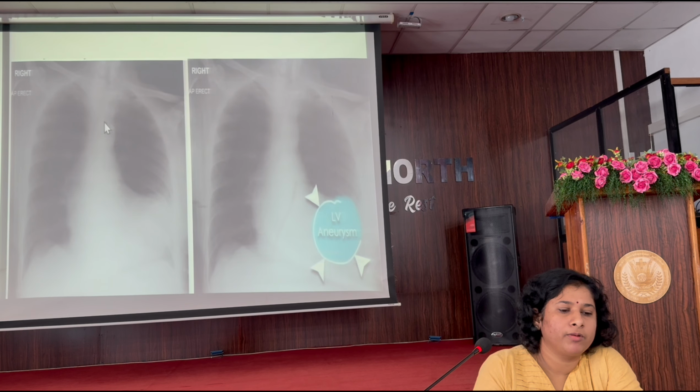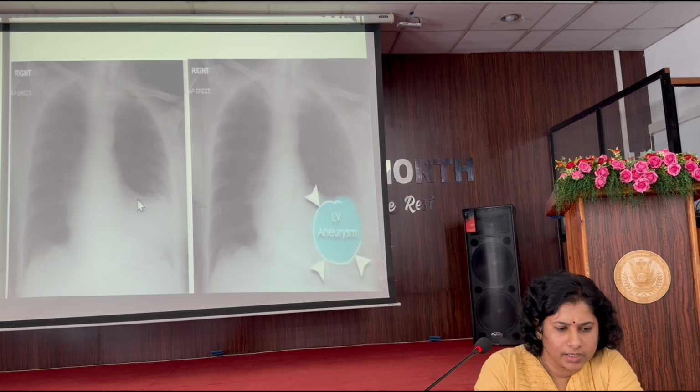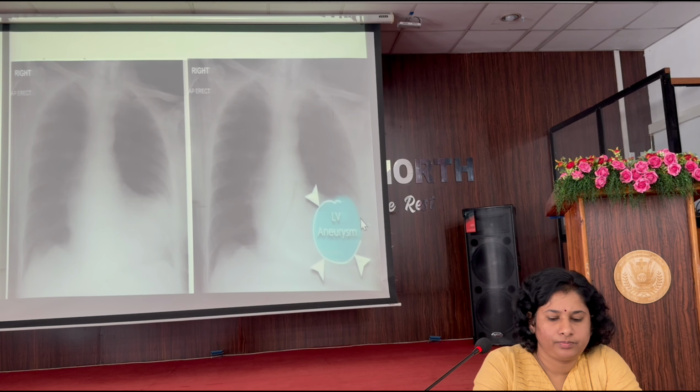And this patient from CCU, after a recent myocardial infarction, developed SOB. So this is not the normal cardiac contour. There is some bulkiness in the left ventricular region, and you can see some rim-like calcification as well. So this is secondary to the left ventricular aneurysm.